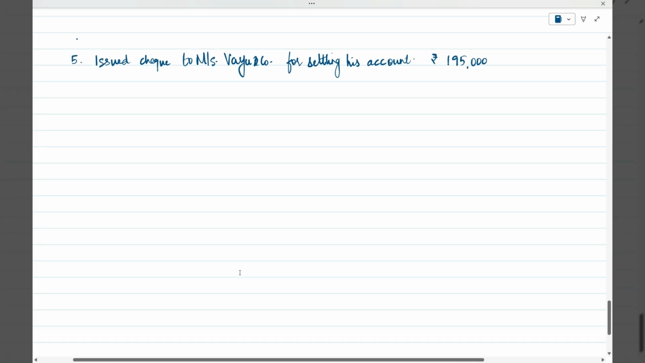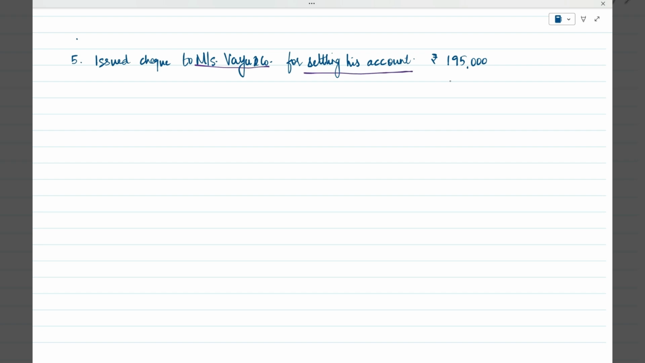Next transaction is issued check to Messrs. Vayu for settling his account, rupees 1,95,000. So if you remember, or you can go back and watch that particular transaction, the value of the credit purchase was 2 lakh. But it was settled by check. Settling account means it was paid in full.